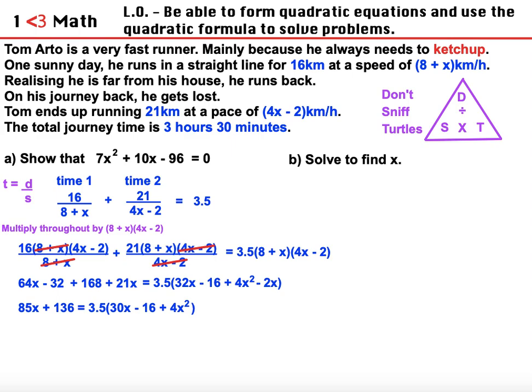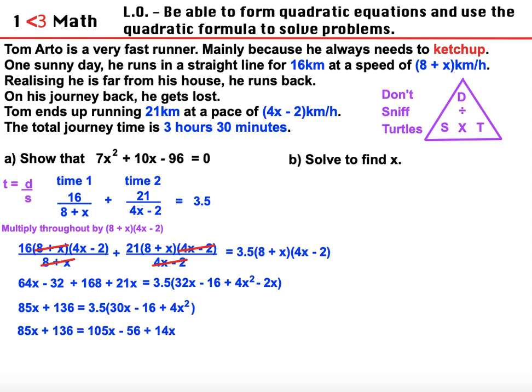So 64x plus 21x gives us 85x. Minus 32 plus 168 gives us 136. And in the bracket on the right-hand side, 32x, take away 2x gives us 30x. So now I'm going to expand the bracket and multiply all of those terms by 3.5.